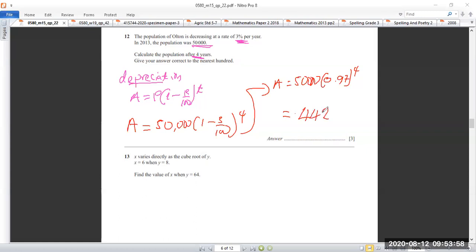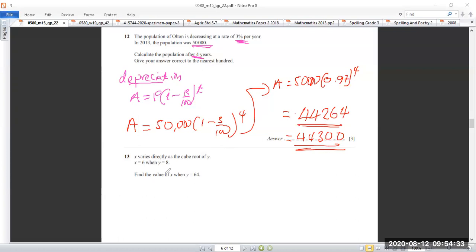44,264. Actually, let's write it in three significant figures. Remember, we always have to write it in three significant figures. So this becomes 44,300.